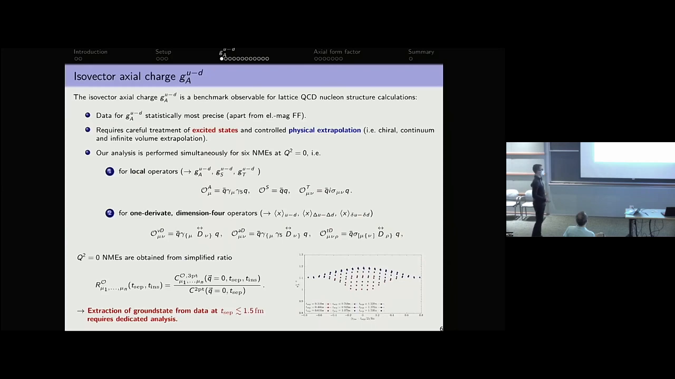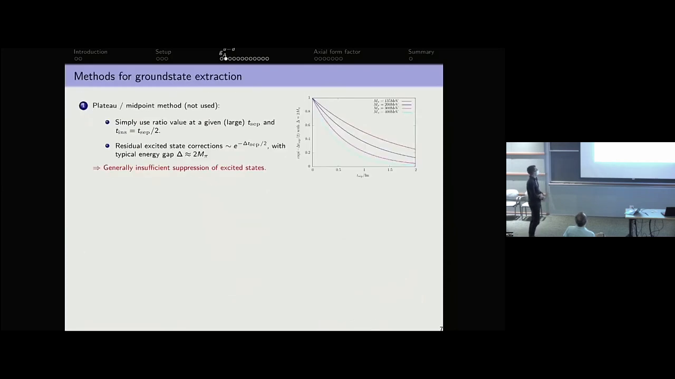So to get the correct value, you have to put in more work. Now, there are several options to do that. The most simple one would be just to take the midpoint of the largest source-sink separation, but that generally leads to an insufficient suppression of excited states. I can see here how this residual excited state contamination behaves as a function of pion mass. So maybe you get away with doing that at 4 MeV pion mass, but if you go closer to physical, this actually is a large correction. But that's not being used anymore.